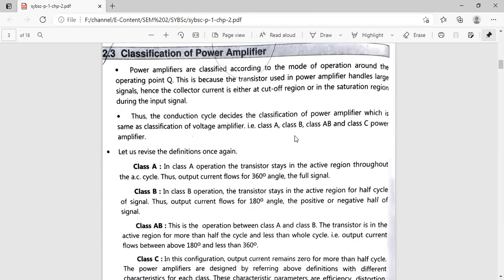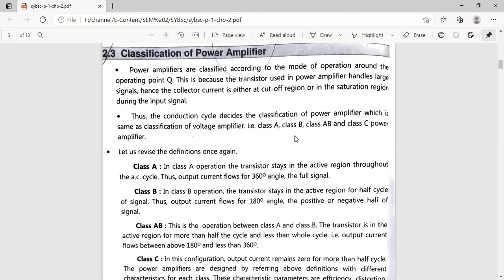So, in case of power amplifier, how are we going to classify them? We are going to classify them by the mode of operation and location of the operating point. For such classification, we have multiple types. For example, class A amplifier, in which we had our Q point at the center of the load line. In class A operation, the transistor stays in the active region throughout the AC cycle.